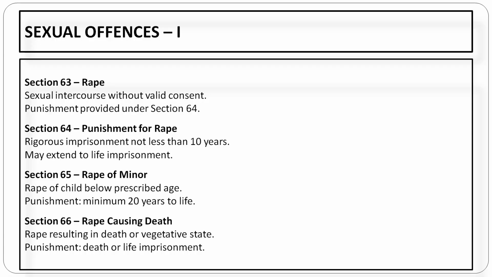The next one is section 65, rape of a minor child. When the victim is below the prescribed age, the law treats the offense as extremely serious. Consent of a minor has no legal value under the law. The objective is to give strong protection to children. The punishment is very severe in such cases. It ranges from a minimum of 20 years of imprisonment to life.